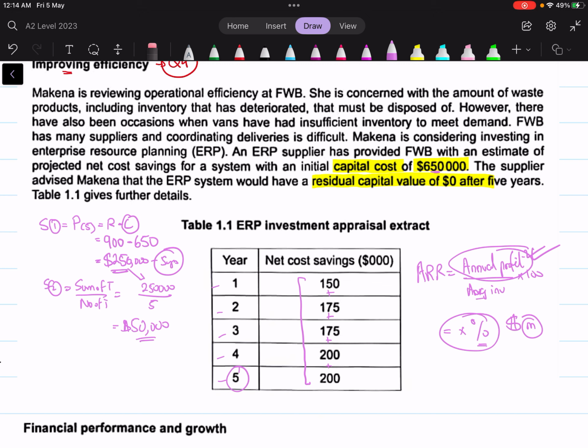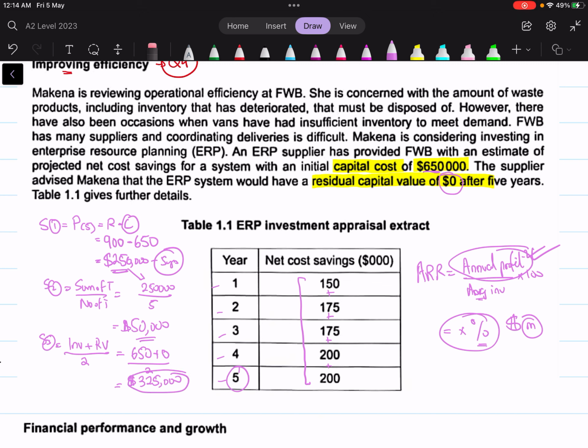So you already have the numerator with you. Now let's talk about the denominator, the average investment. In order to calculate the average investment, you're going to first add the investment and the residual value, and then divide it by 2. In this case, you can clearly see that the residual value is 0. No problem. But we have the investment of 650,000. So it's going to be 650 plus 0 divided by 2. And you're going to get the average investment of 325,000.